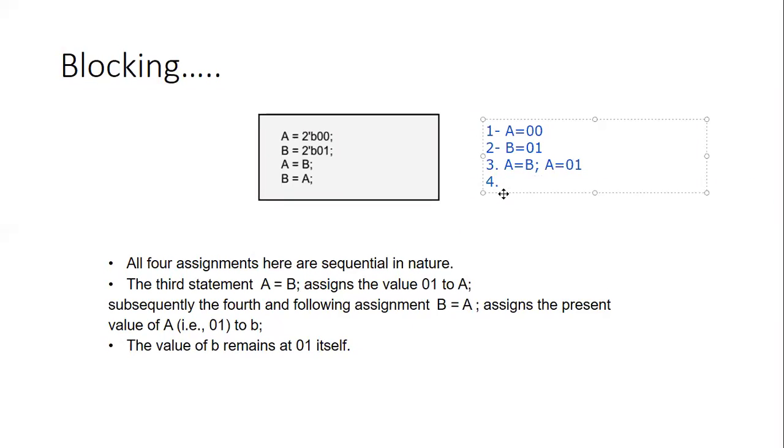Now in the fourth step, what happens? B is equal to A. Now what is your A value? The current A value is 01. So what happens? B will be equal to 01. So this is with respect to blocking statements.